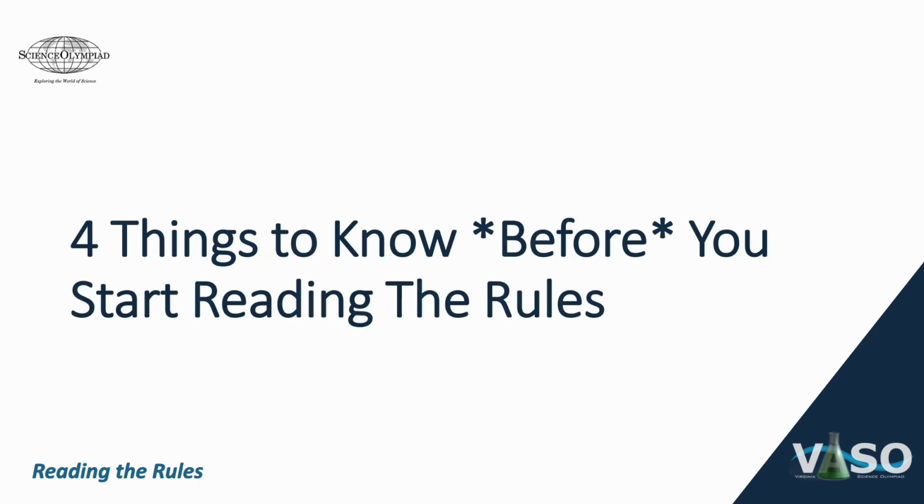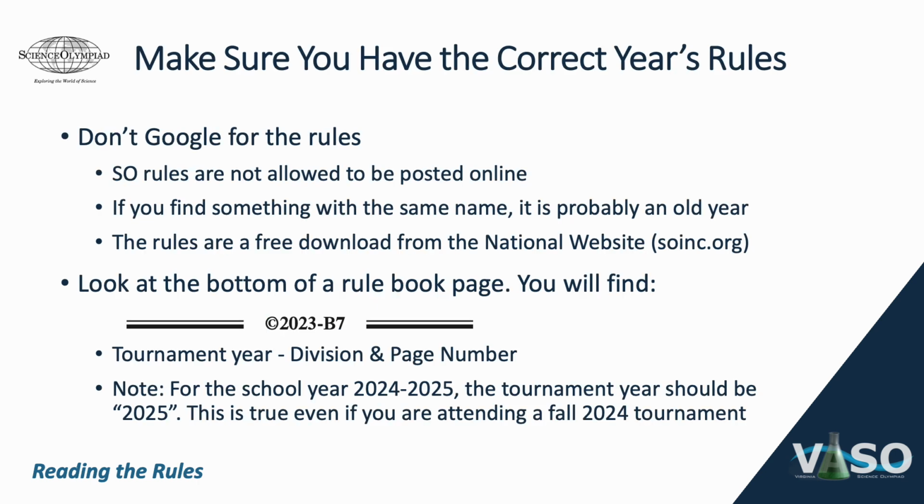Now, before you even dive into the rules for a specific event, there are 4 things to know before you do that. So let's start there. First, make sure you have the correct year's rules. Don't Google for the rules. Science Olympiad rules are not allowed to be posted online. If you find something with the same name, it is probably an old year's rules and not applicable for the current year. The rules are a free download from the national website, so just go there to get them.